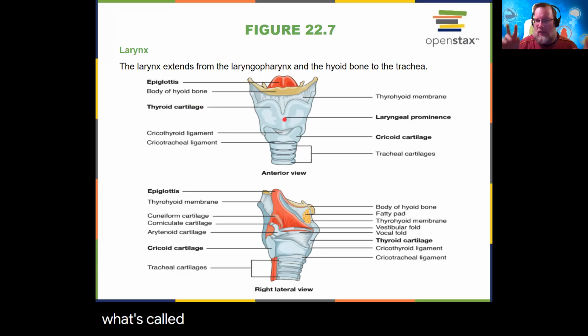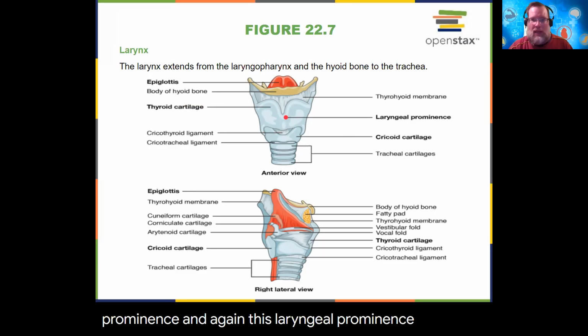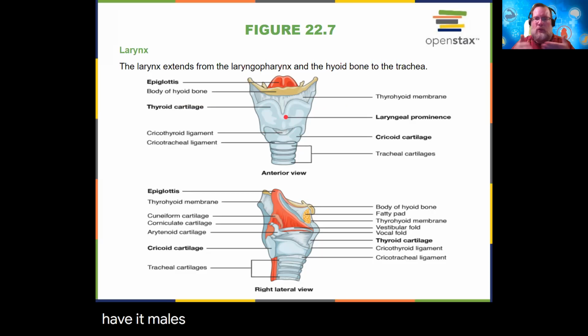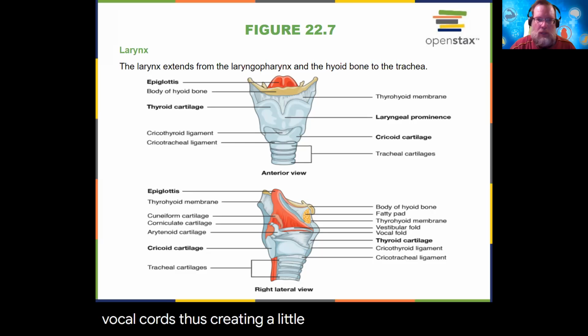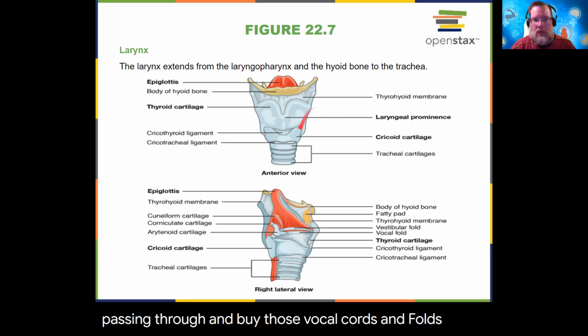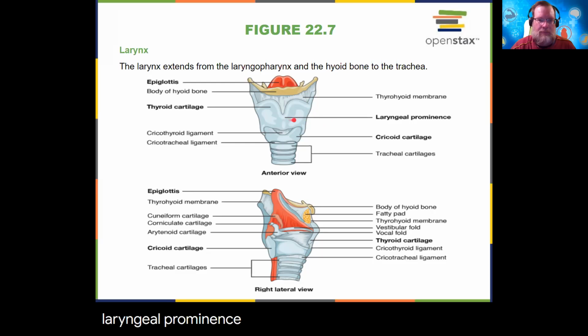And then we have, in the center where the thyroid cartilage comes together, what's called the Adam's apple or the laryngeal prominence. And again, this laryngeal prominence, we all have it. In males, it tends to be a little more pointy. And what that does is it alters the shape of the vocal folds and vocal cords, thus creating a little different tone as air is passing through and by those vocal cords and folds. So, laryngeal prominence.